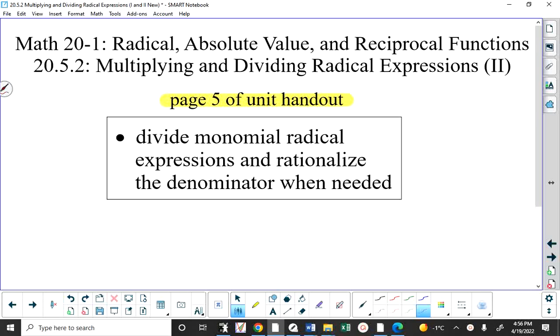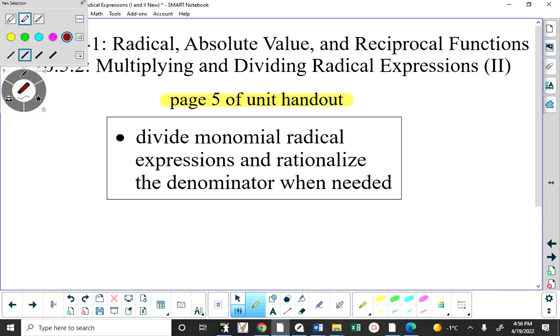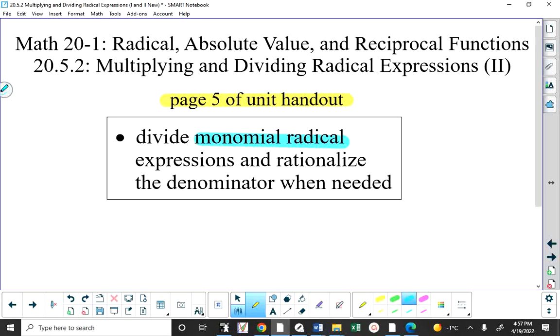And the lesson to be learned from yesterday was that coefficients and coefficients can be multiplied together, and radicands can be multiplied together. We're going to have the same kind of rule today for dividing. So today and tomorrow we're going to be looking at dividing radical expressions. The important aspect to the lesson today, there's two parts to it. First of all, the radical expressions that we are dividing will primarily involve monomial radicals, radicals that have single terms.